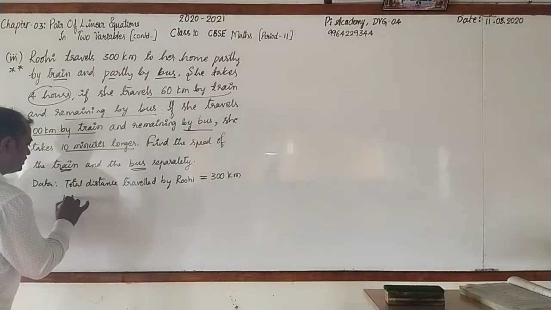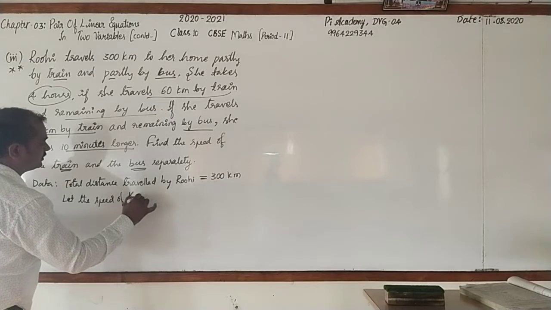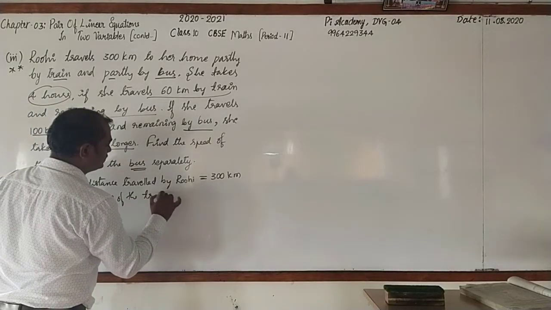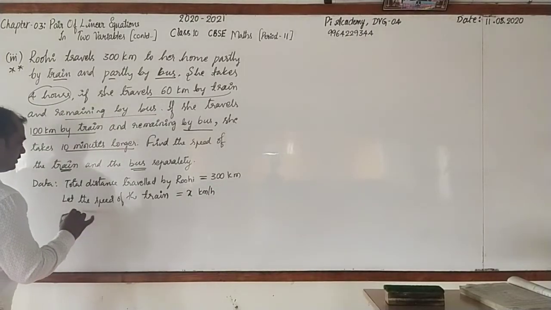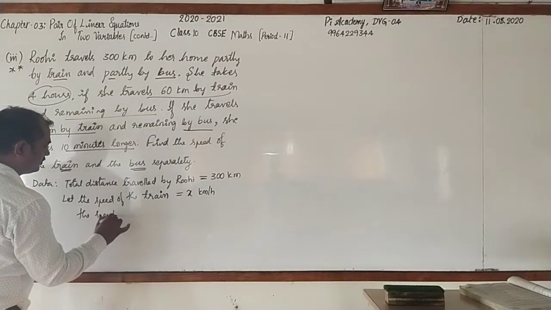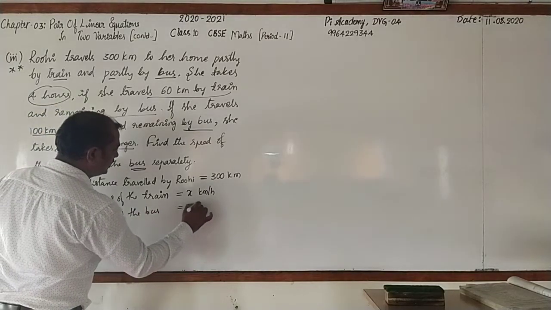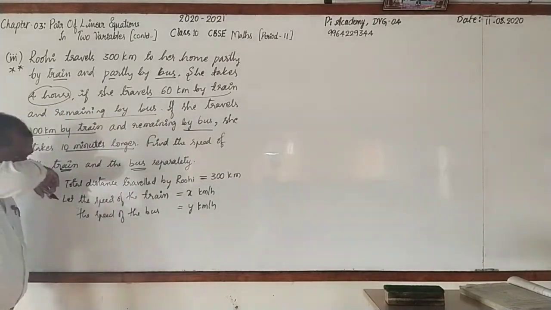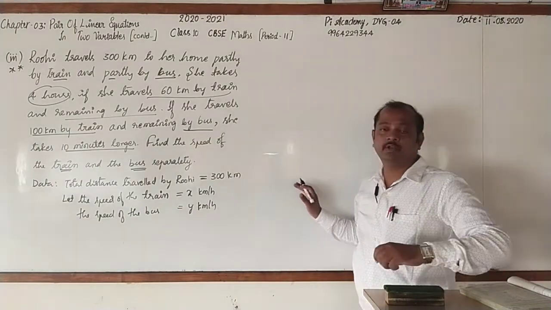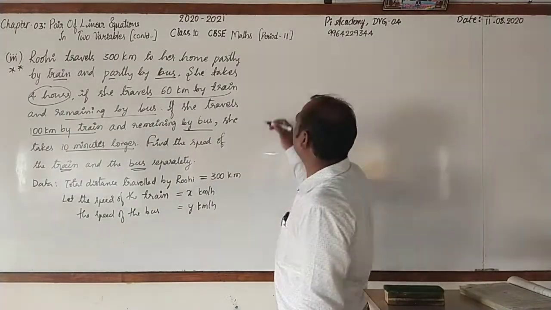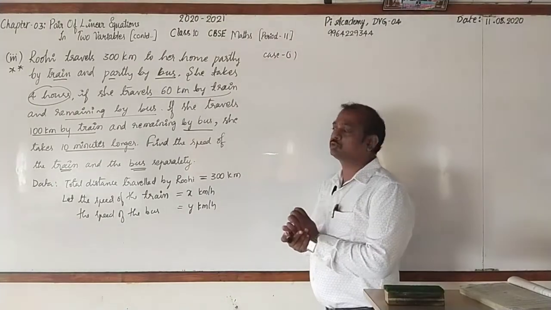Let us assume. Let the speed of the train be x kilometer per hour. Then similarly, the speed of the bus is y kilometer per hour. Train is x kilometer per hour, bus is moving with the speed of y kilometer per hour. Let's go for taking both the cases. Case 1. Please go through this.